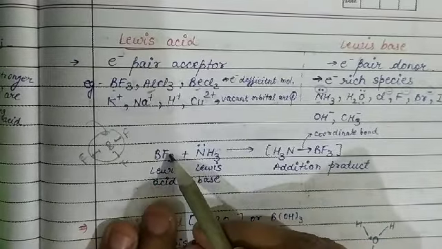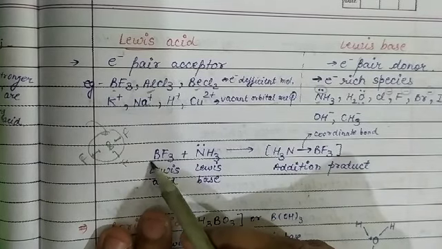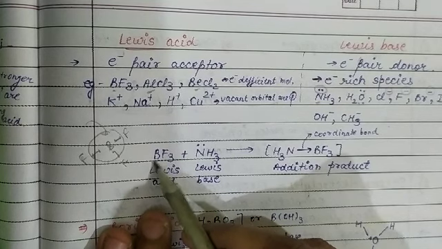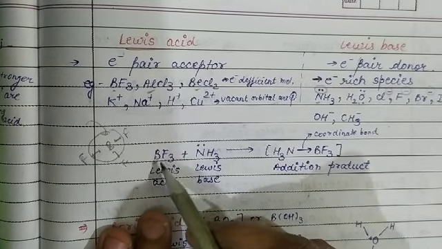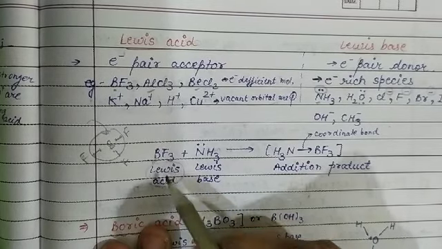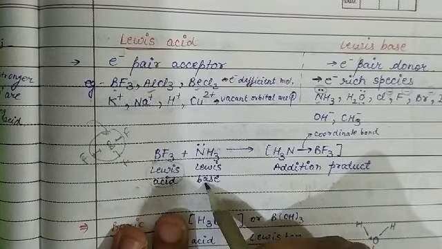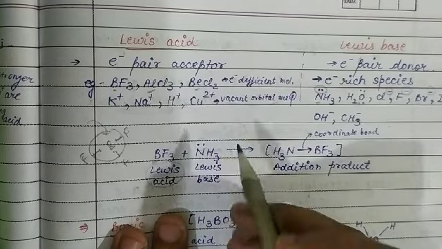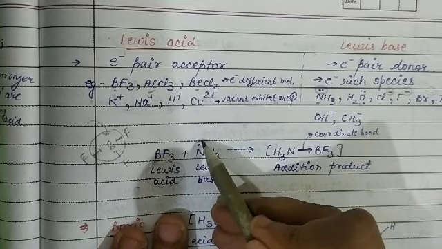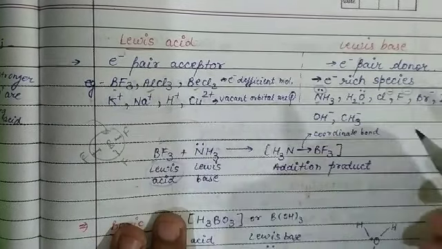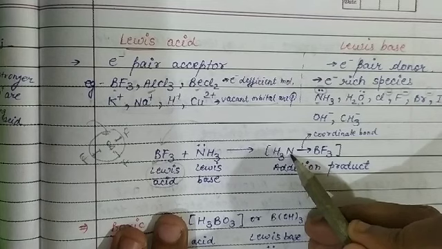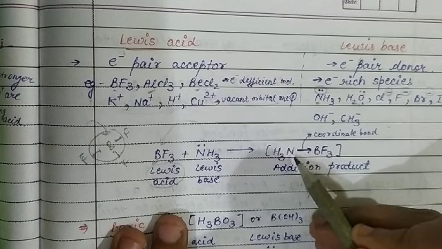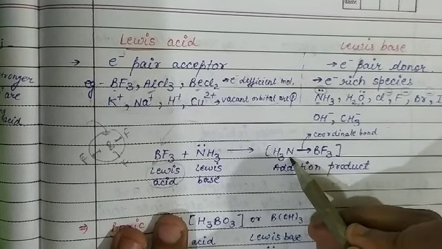Take a complex, BF3 with ammonia. In BF3, boron has 3 bonds, therefore 6 electrons around it. The central atom has an incomplete octet. Therefore, it is a Lewis acid. Electron deficient means Lewis acid. While ammonia is a Lewis base as it has an extra electron pair for donation. So this electron pair of nitrogen is donated to the boron. So nitrogen donates its electron pair to boron and forms a coordinate bond, because the electron pair is donated by one atom and shared by both atoms.